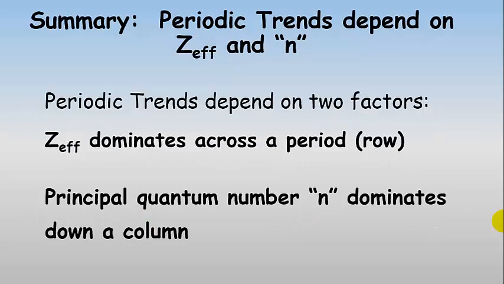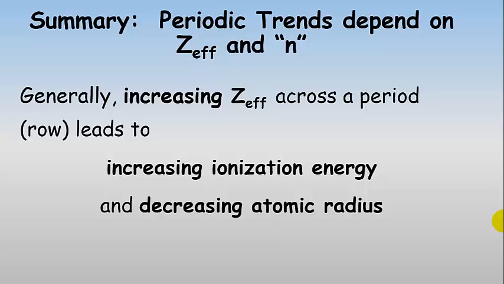So let's just remind ourselves that periodic trends depend on that effective nuclear charge and n, and the effective nuclear charge dominates across a period, and principal quantum number n dominates down a column. And so this leads to increasing ionization energy as we go across a period due to that increased effective nuclear charge. And as we go across the period, we're also going to have a decreasing atomic radius, and that's also due to increasing attraction for the nucleus as we go across a period.